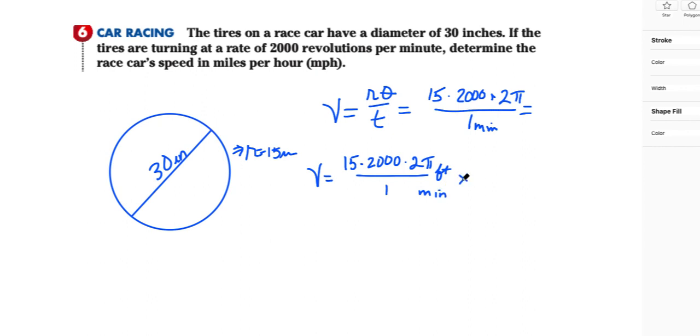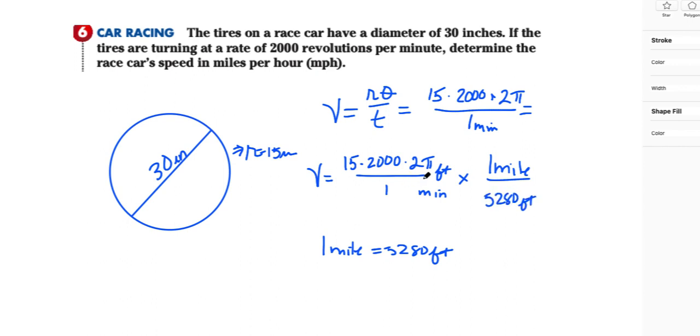But since we want to change everything to miles per hour, we have to use the dimensional analysis that we mentioned before. You don't have to, but it can be helpful. So let's just go through it right now. If I want to change the feet to miles, I have to remember that 1 mile is equal to 5,280 feet. Since I want miles at the top and I want to get rid of the feet, I'm going to put 1 mile over 5,280 feet.